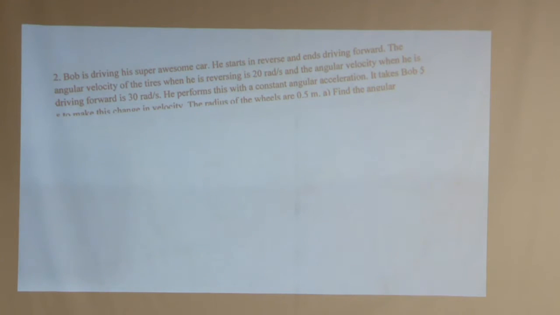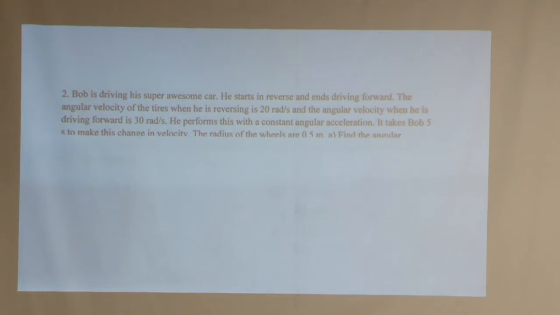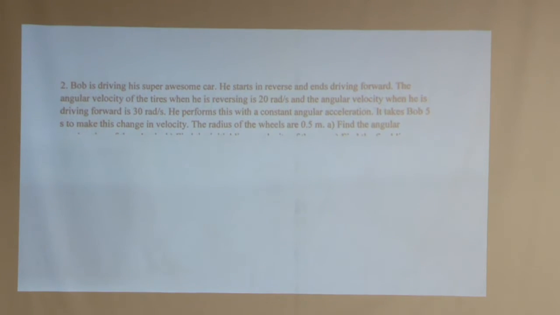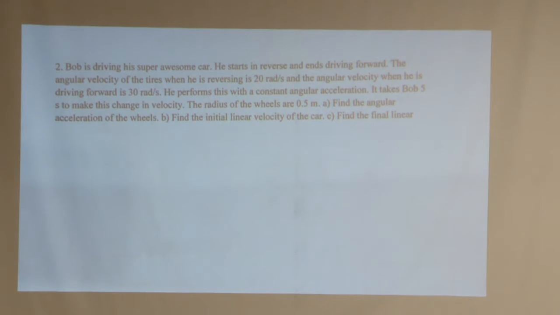It's another rotational kinematics problem. So we have Bob is driving his super awesome car. He starts in reverse and ends driving forward. The angular velocity of the tires when he is reversing is 20 radians per second, and the angular velocity when he is driving forward is 30 radians per second. He performs this with a constant angular acceleration. It takes Bob 5 seconds to make this change in velocity. The radius of the wheels is 0.5 meters. There are 3 parts to this question. Find the angular acceleration of the wheels, find the initial linear velocity of the car, and find the final linear velocity of the car.